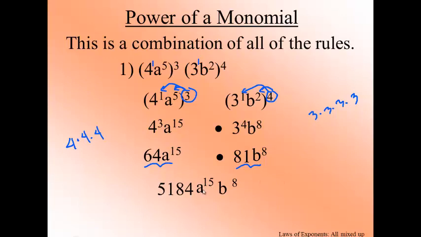Now note that we have here two different bases, so we cannot add 15 and 8. Our answer will be 5,184, a raised to 15, b raised to 8.